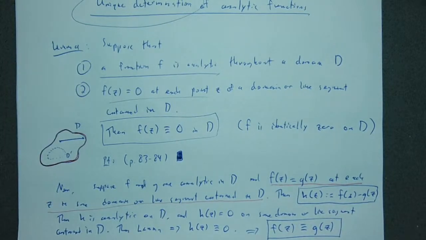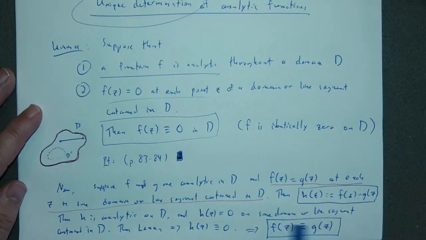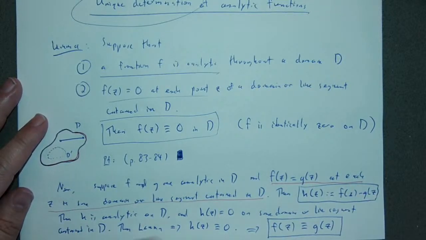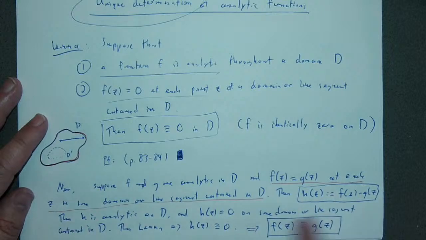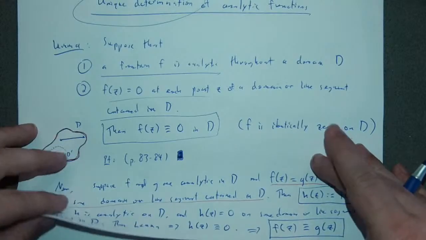So this is what we mean by unique determination of analytic functions on a domain. Whenever you have two analytic functions and they share the same values on some subdomain or a line segment contained in your domain, then actually they're equal. They agree everywhere else, too, on that domain. So we actually just showed that this has to be the case. I'm going to restate this as a theorem, but we actually proved that theorem from this. So the lemma is really all you need for that. That's why it's important to have this lemma.